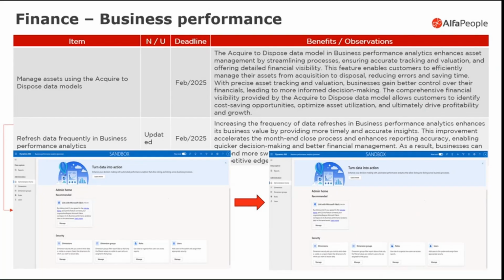The next one, refresh data frequently in business performance analytics. Frequent data refreshes in business performance analytics might sound like a small thing, but it makes a big difference. By updating data more often, organizations get faster access to up-to-date insights, which improves the accuracy of reporting and speeds up processes like month-end close. It also supports quicker decision making so teams can respond to changes in real time instead of relying on outdated numbers. So this is especially valuable for finance teams aiming to stay agile and maintain a competitive edge.